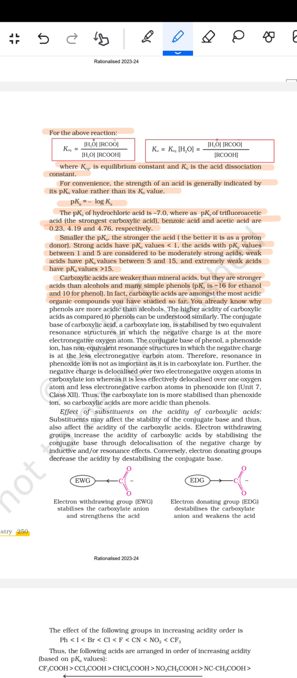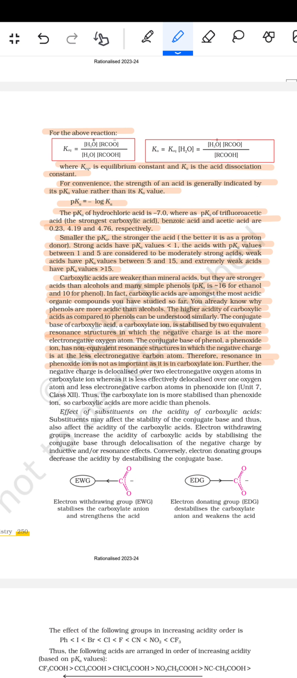You already know why phenols are more acidic than alcohols. The higher acidity of carboxylic acids as compared to phenols can be understood similarly. The conjugate base of the carboxylic acid, a carboxylate anion, is stabilized by two equivalent resonance structures in which the negative charge is at the more electronegative oxygen atom. The conjugate base of phenol, a phenoxide ion, has non-equivalent resonance structures in which the negative charge is at the less electronegative carbon atom. Therefore, the resonance in the phenoxide ion is not as important as it is in the carboxylate ion.